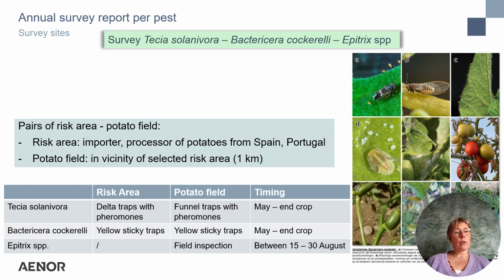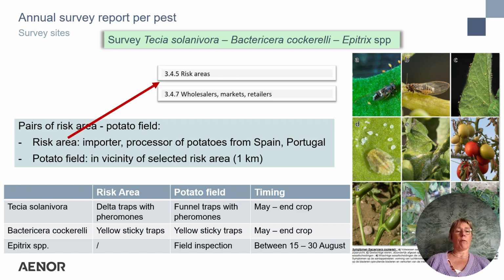An example for the survey of Tecia solanivora, Bactericera cockerelli and Epitrix. Risk areas are surveyed for Tecia with delta traps with pheromones and for Bactericera with yellow sticky traps. Those risk areas, importers or processors of potatoes from Portugal and Spain, where Epitrix is present, must be reported as 3.4.5 risk areas or 3.4.7 wholesalers.